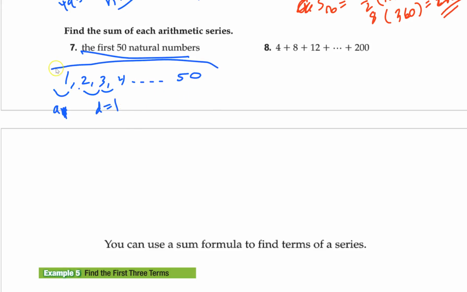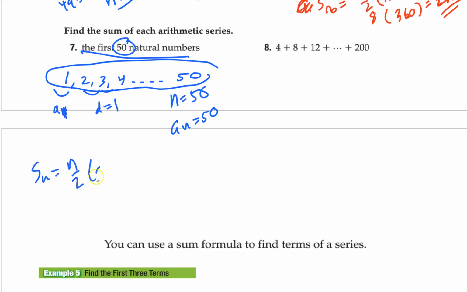And I actually have what n is, because natural numbers. I know n is going to be 50. I want the first 50 natural numbers. It says so right there. And a_n is 50. My last term is also 50. So you could plug it into the formula. S_n equals n over 2 times a_1 plus a_n. This is a rare case where n and a_n are actually the same, because I want the first 50 natural numbers, which is n. And then the 50th natural number is also 50. a_1 is 1. So you can get this, 25 times 51, whatever that turns out to be. So that's how you do that.